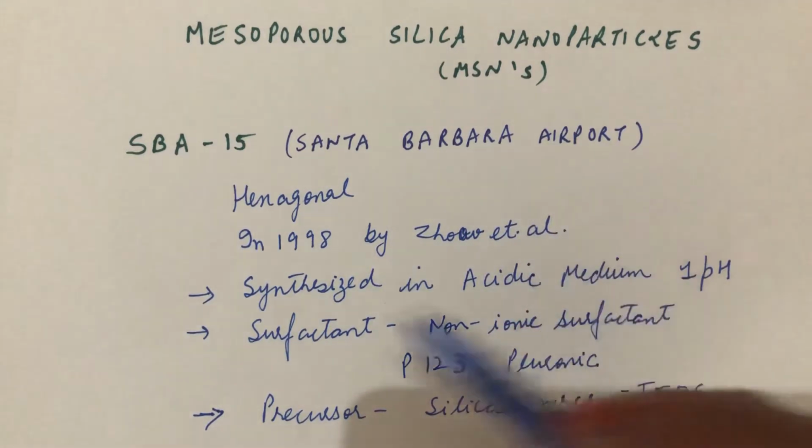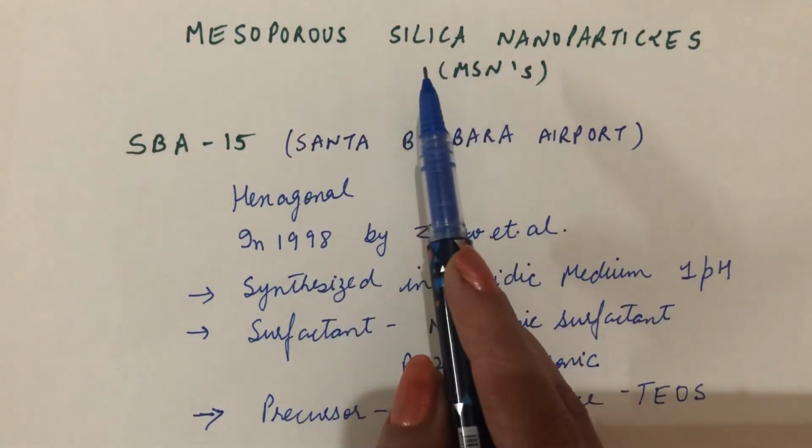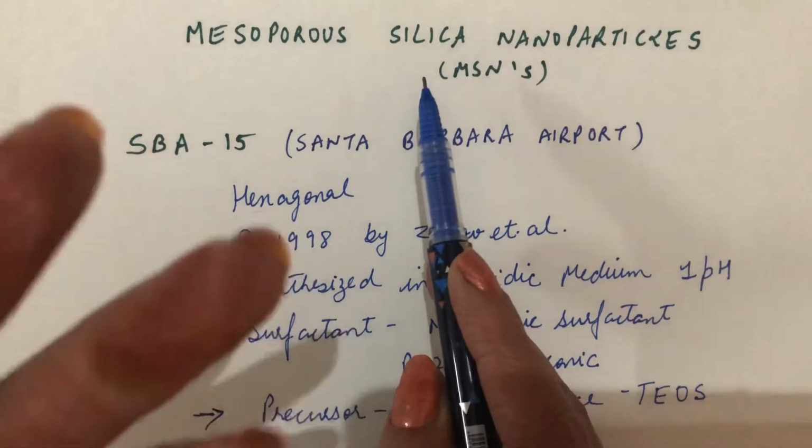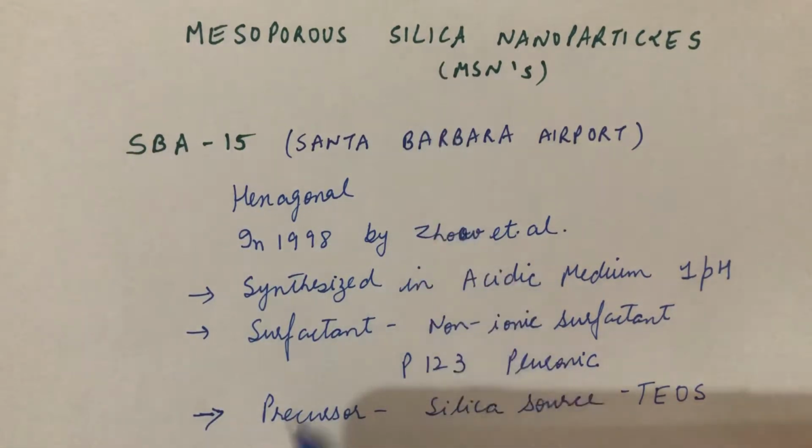Now, to synthesize any mesoporous silica material, what do we need? We need three things, right? The first one is the precursor. As used in the MCM41, it's the silica source, which is tetraethyl orthosilicate or any fumed silica. So the precursor is the same as that of the MCM41.